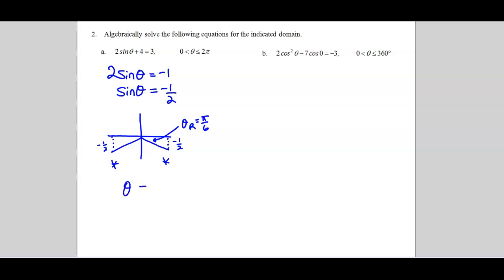So that means theta equals, so from the initial arm to the terminal arm would be pi plus pi over 6, which is 7 pi over 6, and then 2 pi minus pi over 6, which is 11 pi over 6. Okay? Because theta has to be between 0 and 2 pi, so we just need one positive rotation.